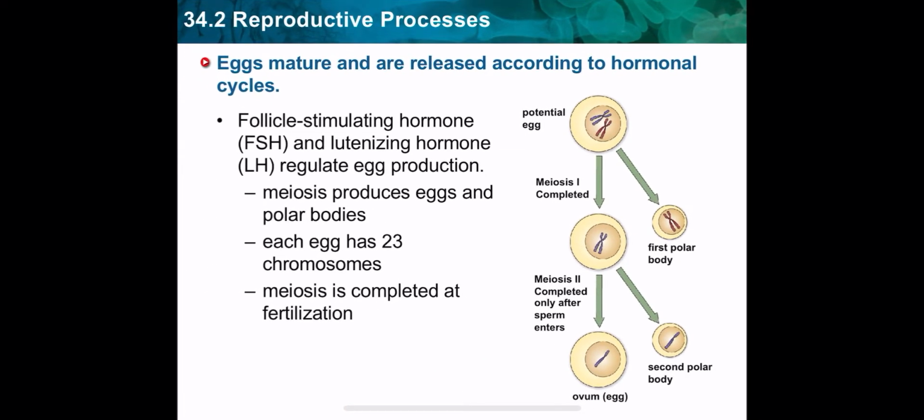What are the hormones that catalyze the cycles in females? FSH and LH. FSH is called follicle stimulating hormone. LH is called luteinizing hormone. Both are secreted from the anterior pituitary gland in the brain.